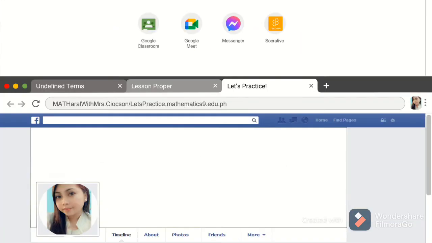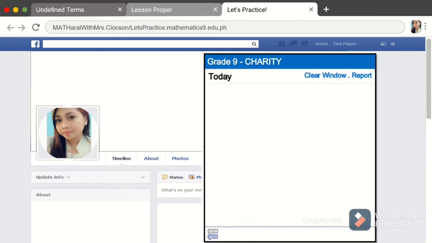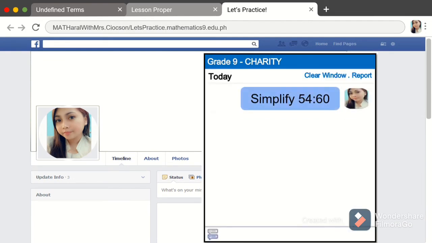Simplify 54 is to 60. We get 9 is to 10. 54 and 60 are divisible by 6. 54 divided by 6, we get 9. And 60 divided by 6, we get 10. So that is very good.